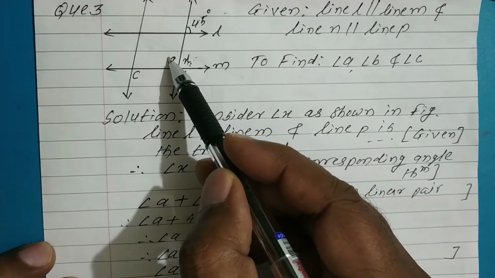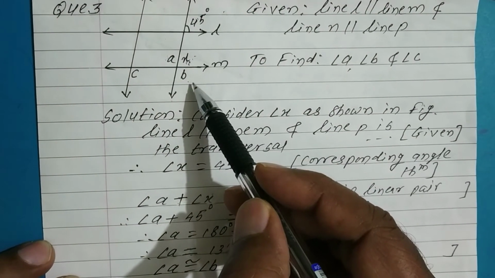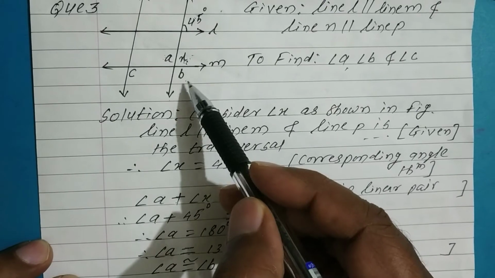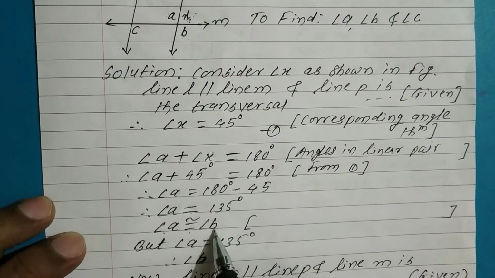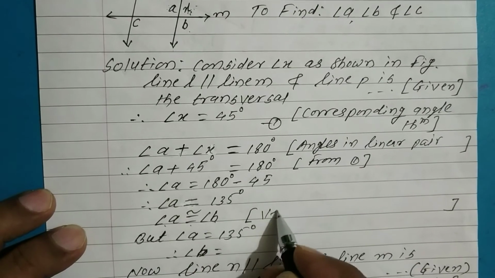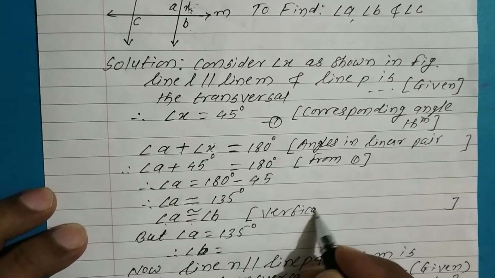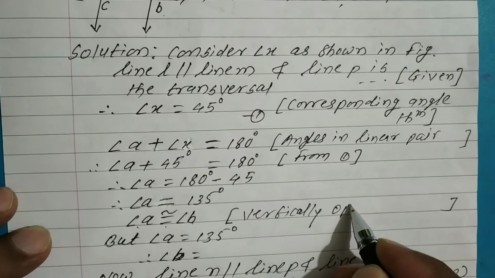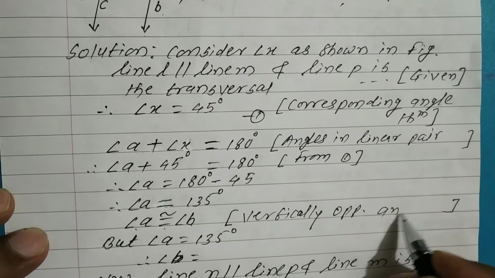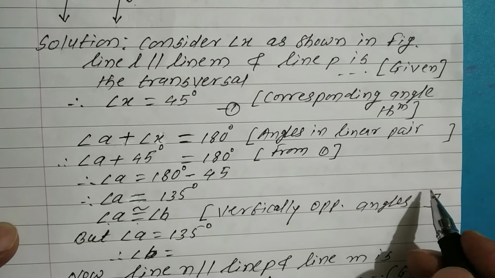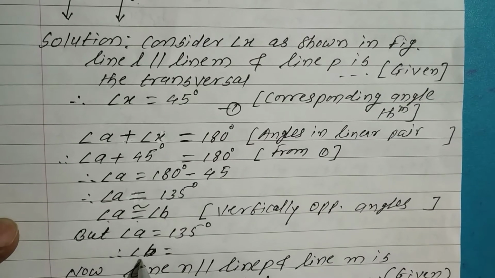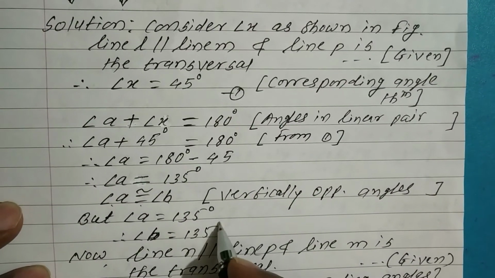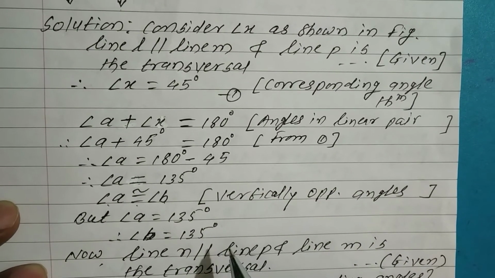From the figure, this angle A and angle B are the vertically opposite angles. Angle A is 135 degree, therefore angle B also 135 degree. But you write in this way, angle A congruent to angle B, vertically opposite angles. But angle A is 135 degree, therefore angle B also 135 degree.